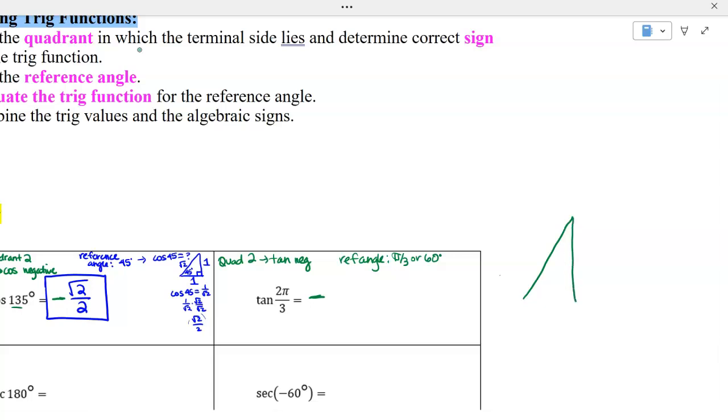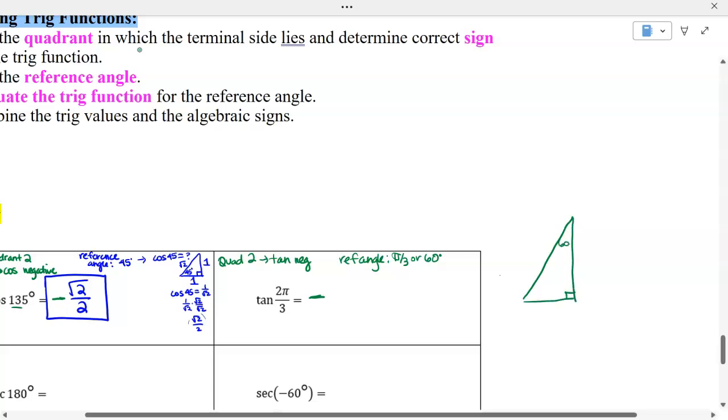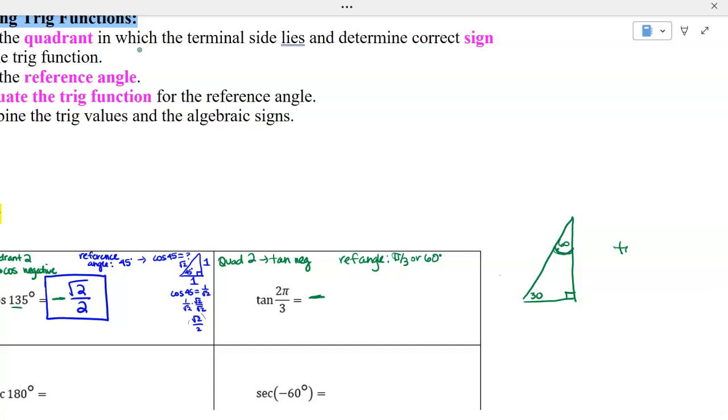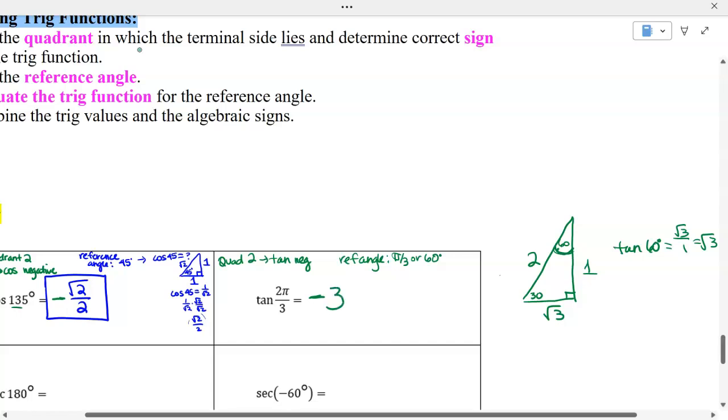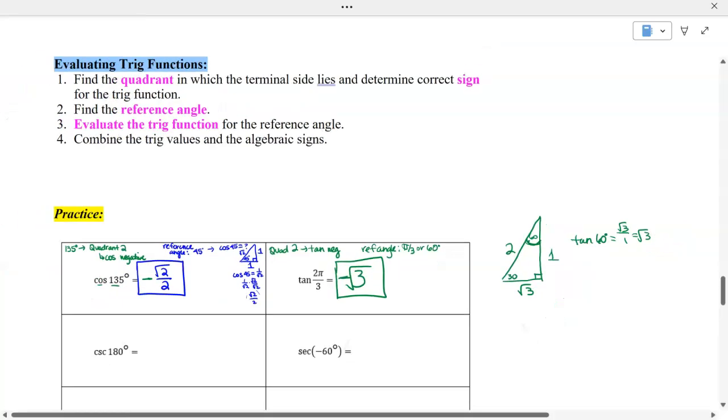And that can actually help us when we are forming our special right triangles, because we're trying to figure out what the tangent of 60 degrees is. And if we fill in our lengths of the special right triangle, we're going to have 1 for the short side, square root of 3 for the long side, and 2 for the hypotenuse. And so if we're looking for the tangent of 60 degrees, it's just going to be the square root of 3 over 1, or just the square root of 3. And so I can put that over here with my negative sign to get my final answer.